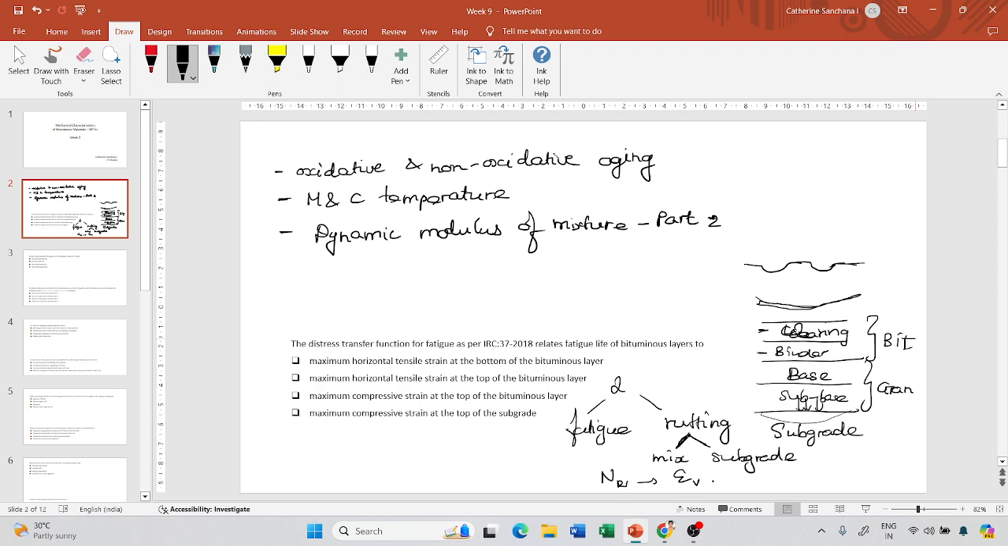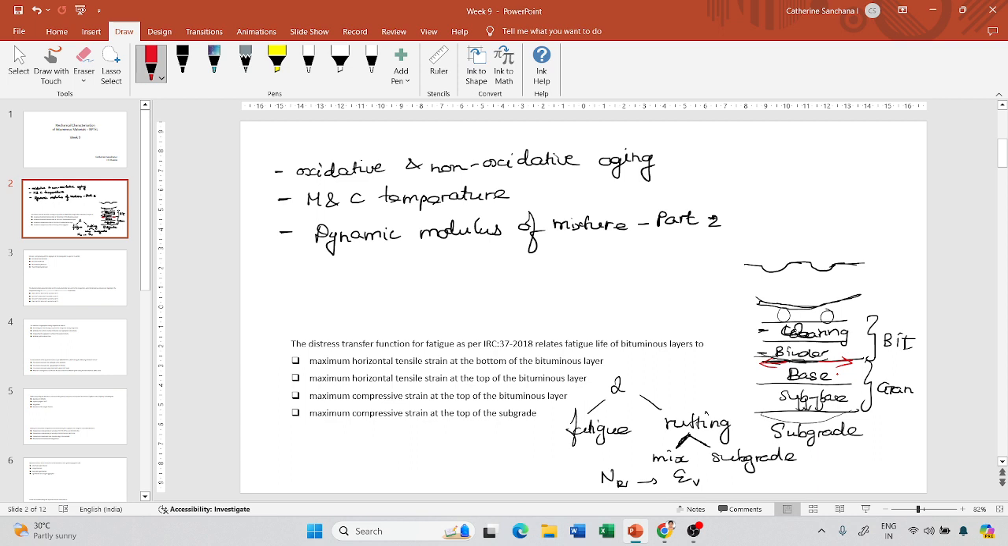Okay. Now, in order to design for a given fatigue life, fatigue is what occurs on the bituminous layer, right? And they say that this occurs because when a wheel load acts on the bituminous layer, there is a tensile strain. Okay, there is a horizontal tensile strain that occurs at the base of the bituminous layer. And this horizontal tensile strain is what is assumed to contribute to the fatigue cracking.